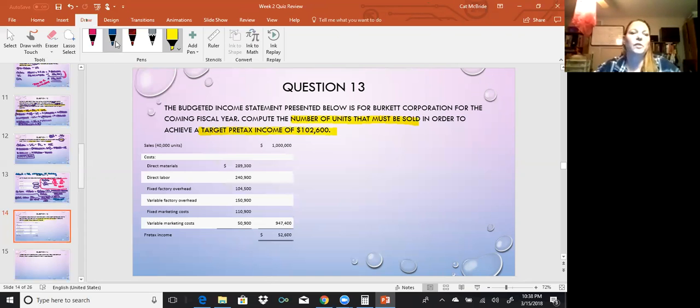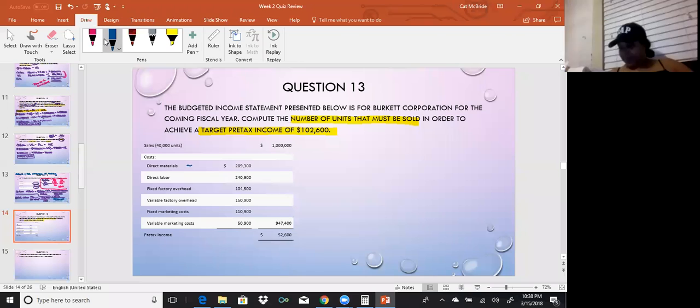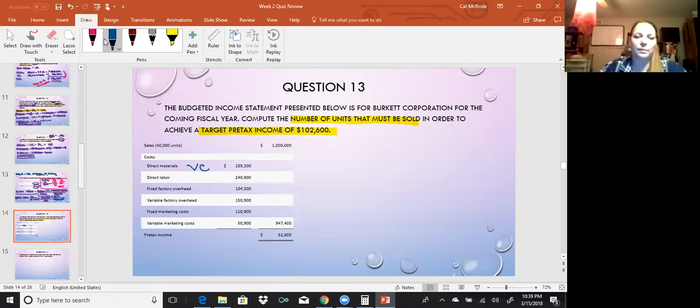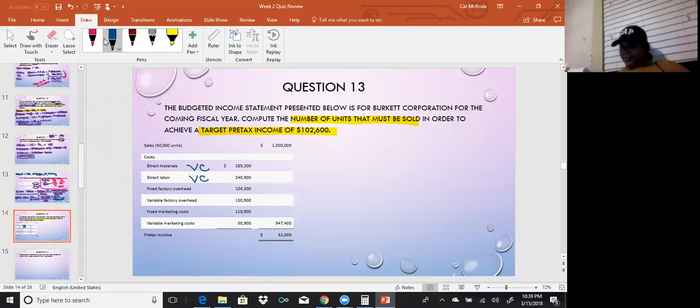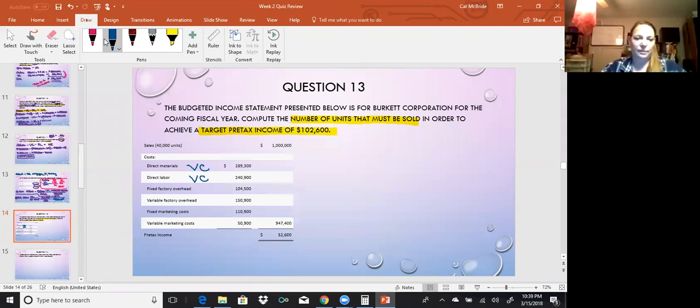Now, the first thing that gets complicated here is we have to know, is direct materials a variable cost or a fixed cost? Variable. What about direct labor? Variable. Fixed factory overhead? Fixed. Variable factory overhead? Variable. Fixed marketing costs? Fixed.